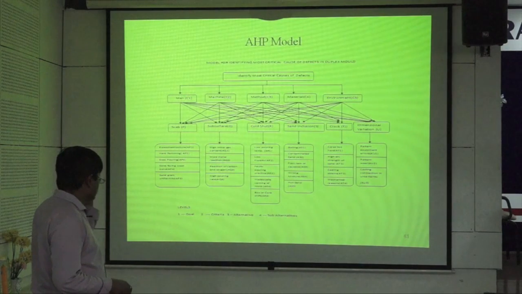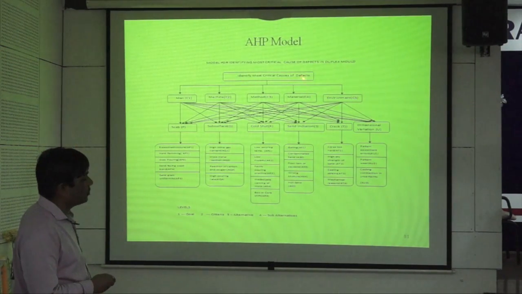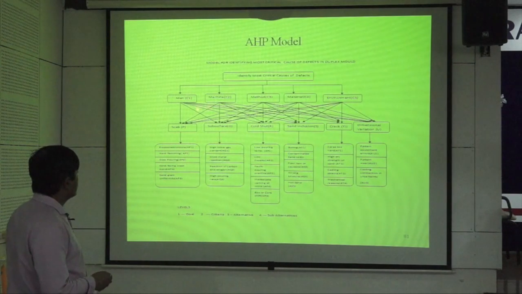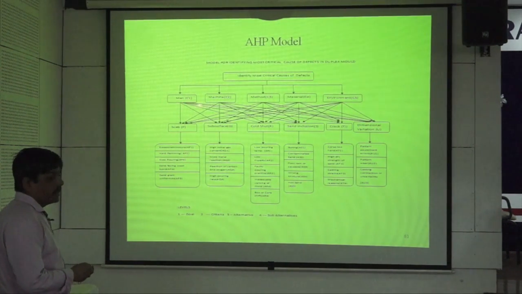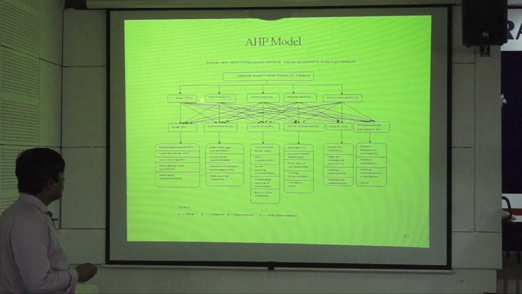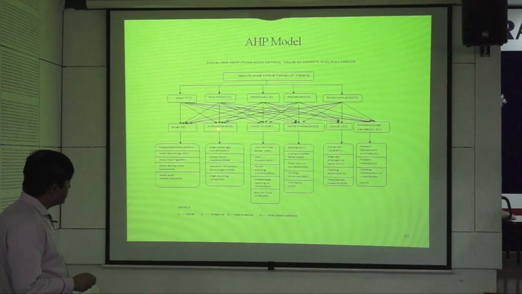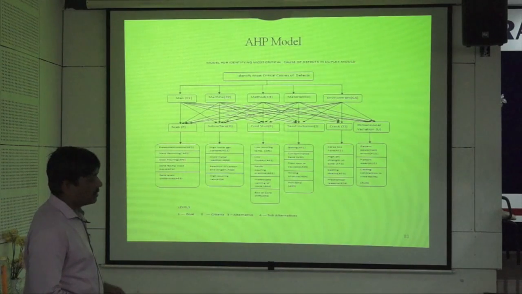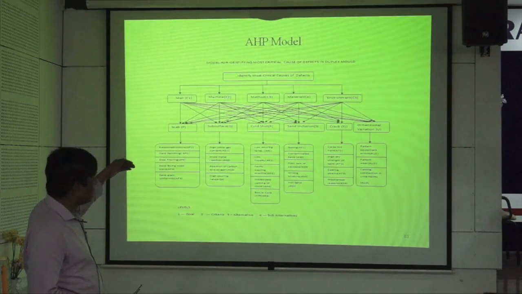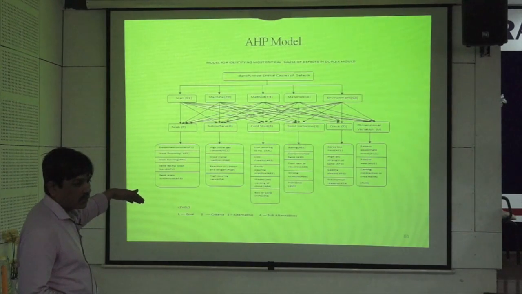And this is the AHP model we have suggested. Our goal was to identify the most critical causes of defects. At the first level are the criteria. Our criteria were man, machine, method, material and environment. At the second level are the alternatives. At the alternative level we have placed these different types of defects. And at the third level are the causes which are leading to these defects. So these are the causes leading to scab. These are the causes leading to subsurface, causes leading to culture, etc. So first is the goal, second is the criteria, third is alternative, and fourth is subalternative.